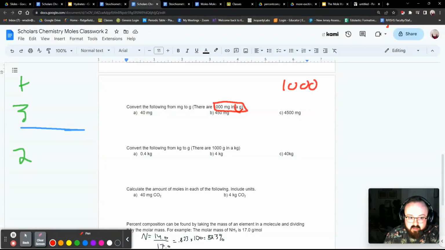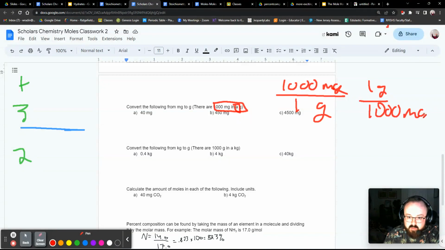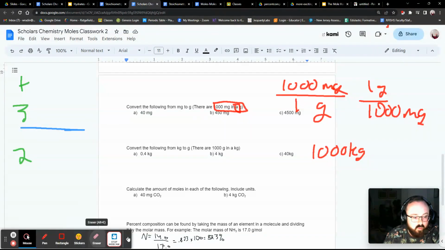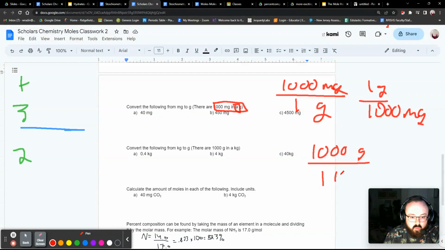This grammatically means 1,000 milligrams, 1 gram. Same with kilograms, except now it's 1,000 grams per 1 kilogram, or 1 kilogram per 1,000 grams.